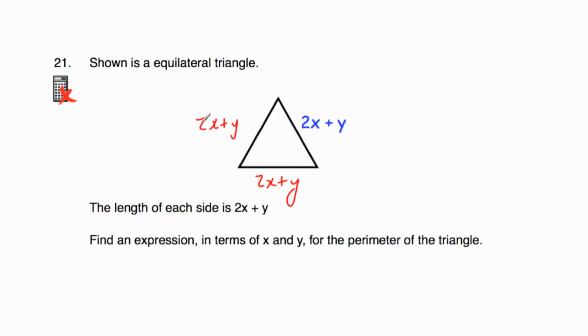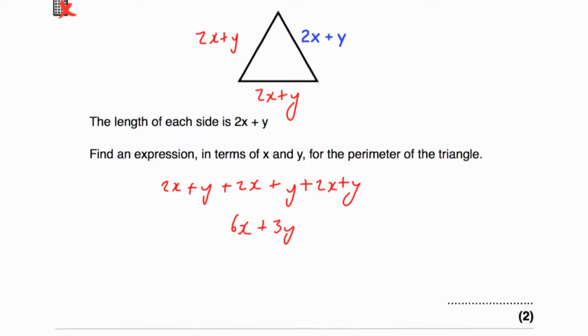So let's add our x's. So that's going to be 2x plus 2x plus 2x. That's going to be 6x. And then our y's would be y, which is 3y. Now let's just write that down. 2x plus y plus 2x plus y plus 2x plus y. So that's the perimeter of the triangle, the equilateral triangle. Now let's collect our like terms. 2x plus 2x plus 2x is 6x. Then we've got y, 1y, plus another y, plus another y. That would be 3 lots of y, so that's going to be plus 3y. And that's it. So the expression for the perimeter of this triangle would be 6x plus 3y.